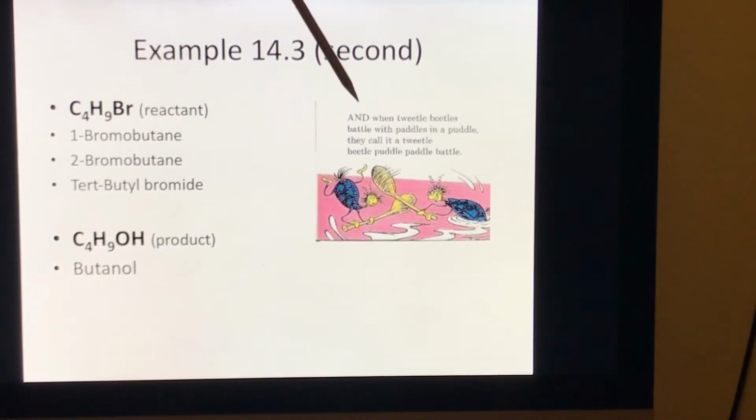Because these are such tongue twisters, it reminded me of that Dr. Seuss book. And when Tweedle Beetles battle with paddles in a puddle, they call it a Tweedle Beetle puddle paddle battle.